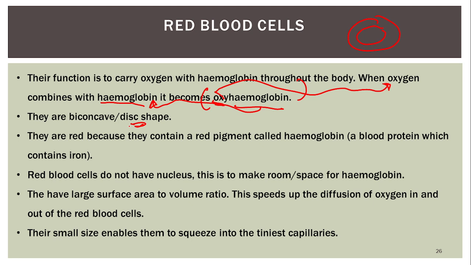This is to make room or space for more hemoglobin and more oxygen. They have a large surface area to volume ratio, which speeds up the diffusion of oxygen in and out of the RBCs, or red blood cells. Their small size enables them to squeeze through the tiniest capillaries. We know capillaries are only a cell wide, and the small shape of RBCs allows them to move through.